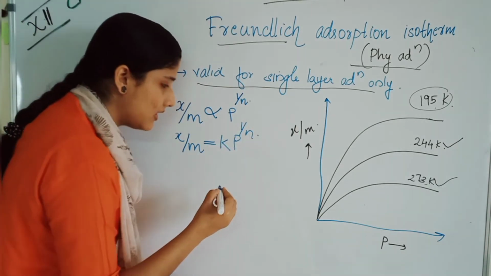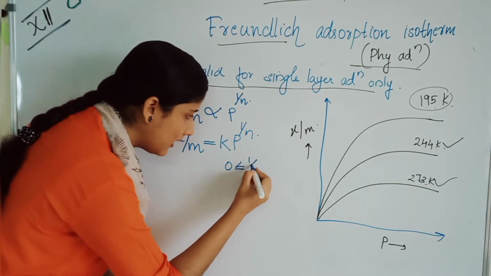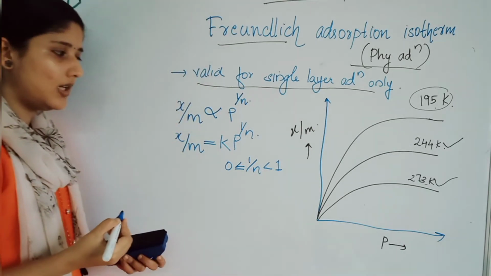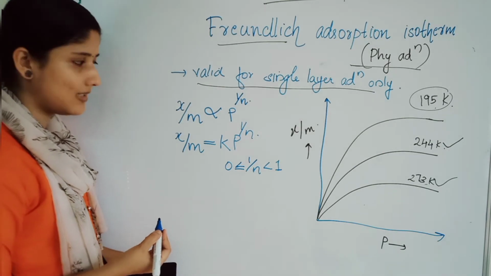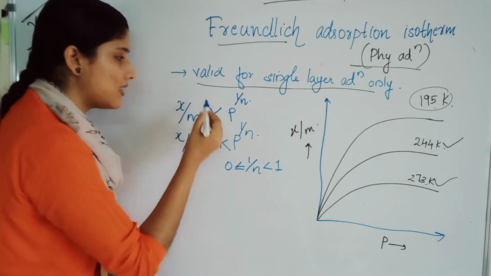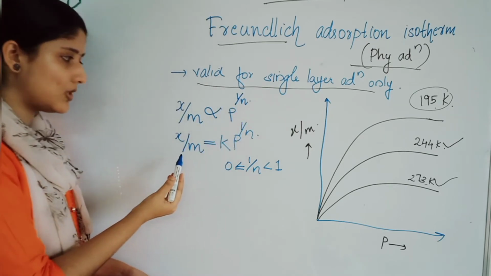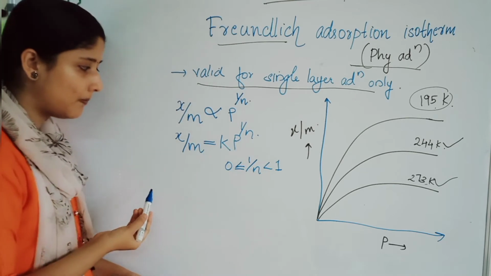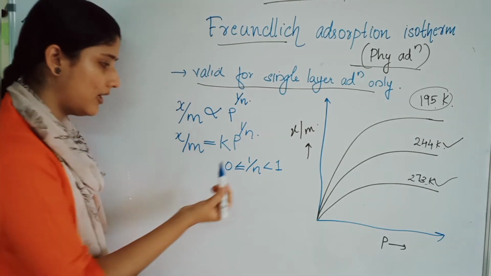Where we can see that 0 is less than or equal to 1 by n, which is less than 1. Between 0 and 1, the value of 1 by n lies, okay? Extent of adsorption is directly proportional to the pressure raised to 1 by n, that is, x by m is equal to k, a constant, into P raised to 1 by n, where 0 is less than or equal to 1 by n, less than 1.